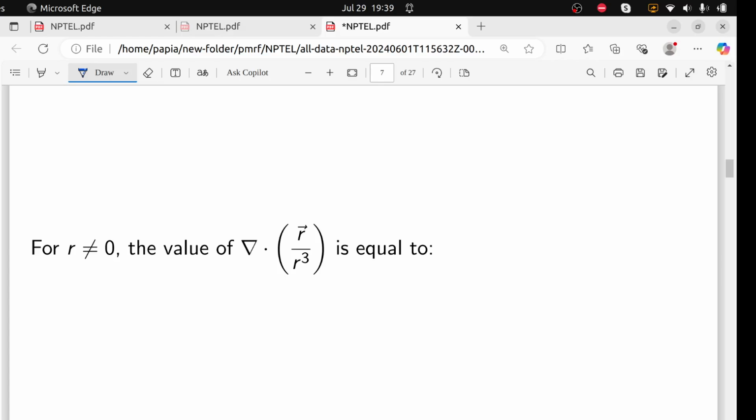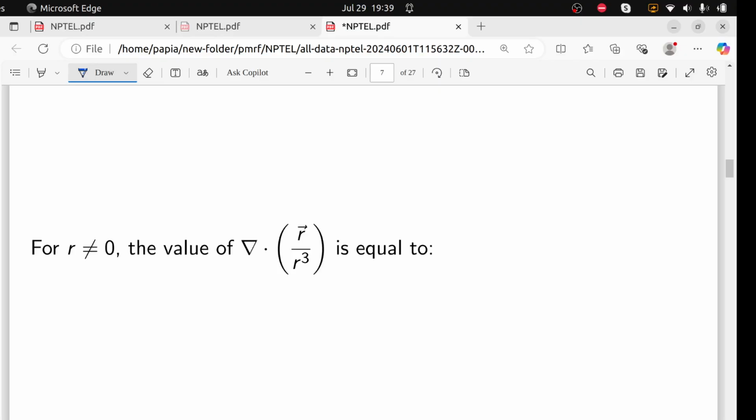So this is again the vector calculation. Yeah, so you can see the question. For r not equal to 0, the value of divergence of r vector by r cube is equal to how much?